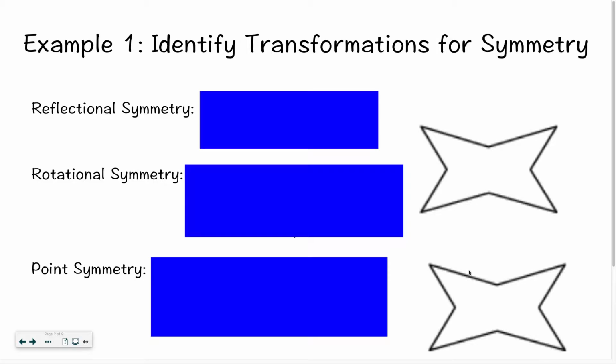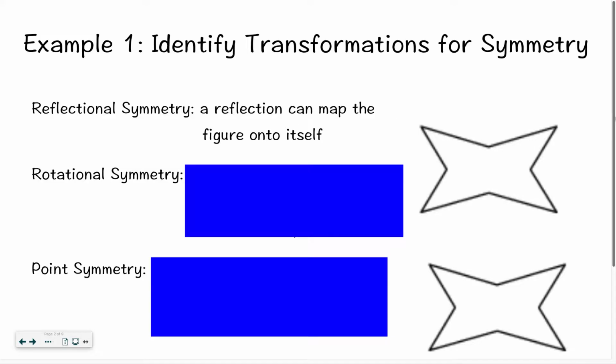So reflectional symmetry is probably what you're most accustomed to. It's all of those times that a reflection can map the figure onto itself. Or for those of you that say, I don't understand what that means, that's what you learned way back in elementary school, that if I were to draw this line here and fold it on that line, it would match up perfectly on both sides, right? It's reflected over that line. Or another line of reflection could be going across that way. Okay, so that is reflectional symmetry. That's the one that you've probably used the longest.